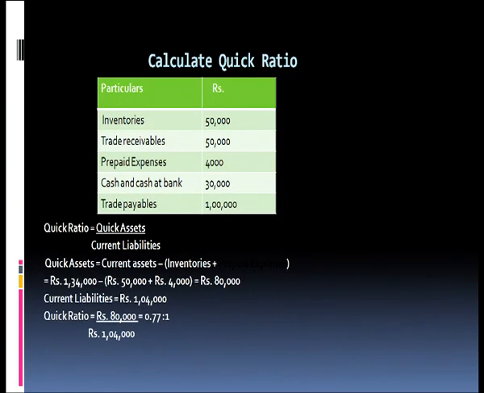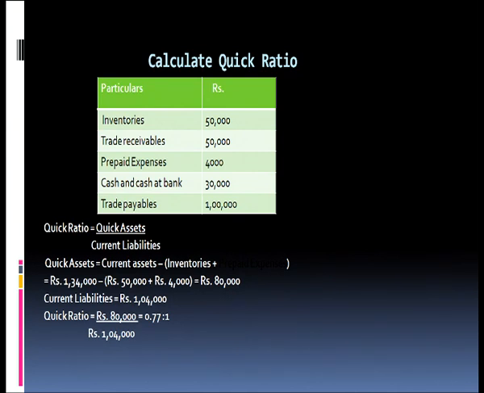Here we are given inventories 50,000, trade receivables 50,000, prepaid expenses 4,000, cash and cash at bank 30,000, trade payables 1 lakh. Now, if you remember, just now I said that we will remove from current assets the inventories and the prepaid expenses. So, we remove them, and therefore, we get 80,000 as a result, and then we have the denominator which is already calculated in the previous illustration as 1,04,000, and therefore, the ratio comes out to be 0.77:1.